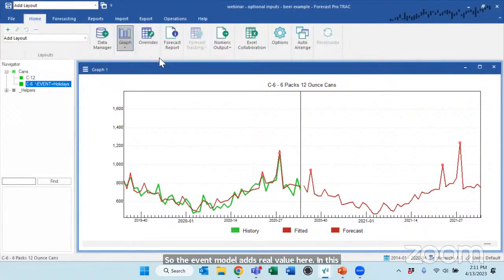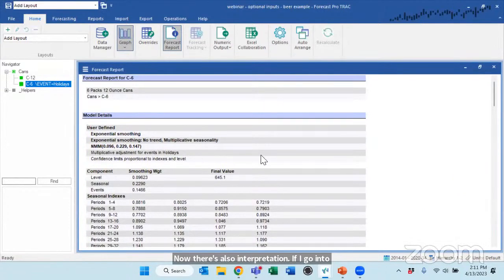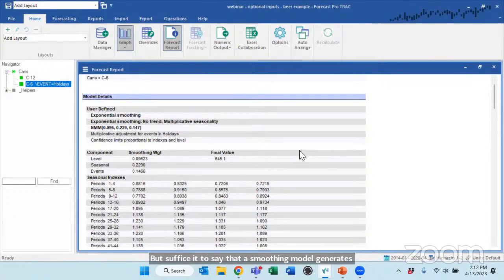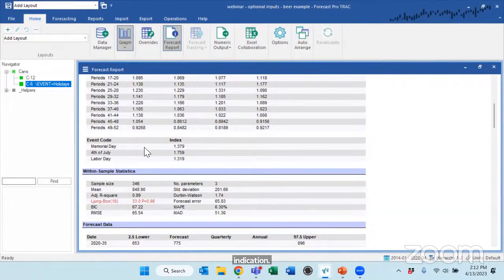Now, there's also interpretation. If I go into the forecast report, this tells me what model was selected and the details. We have a webinar on exponential smoothing and on event modeling that goes into a lot of detail, but suffice it to say that a smoothing model generates something called the final values, and it gives you an indication of the impact of different things. One of the things, if you use an event model, are final values for the indexes for, in this case, Memorial Day, the 4th of July, and Labor Day.